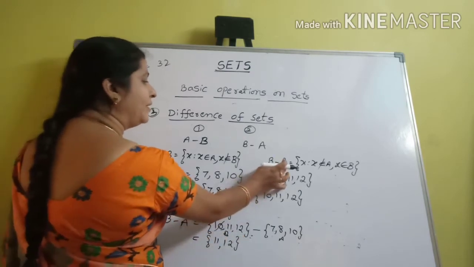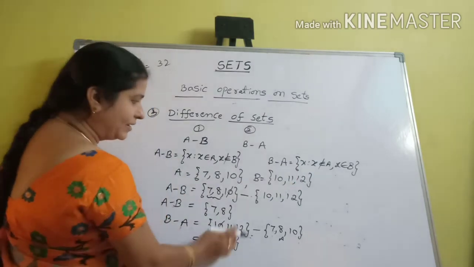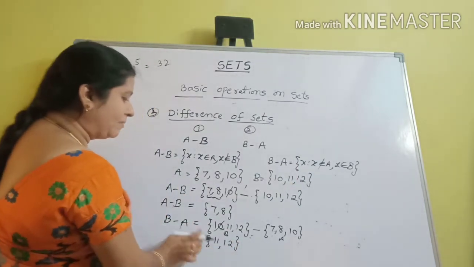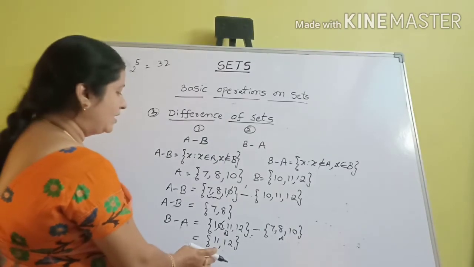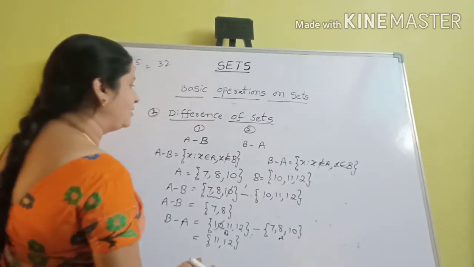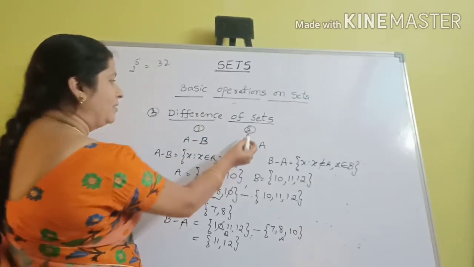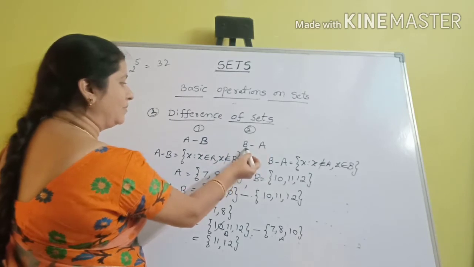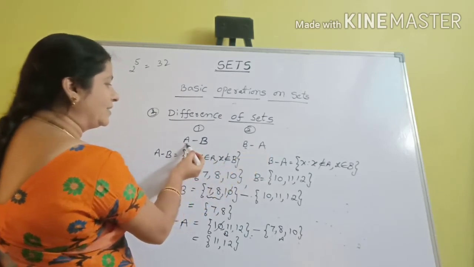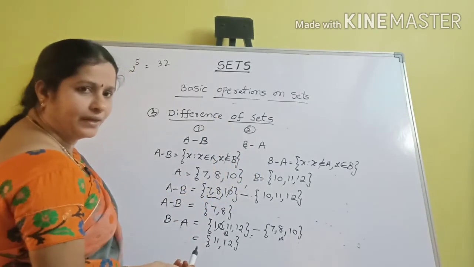So B minus A means only the elements in set B. This is the B minus A value. Understood? So how can you find the A minus B and B minus A values? A minus B means only the elements in A. B minus A means only elements in B. First you have to write here set A. Here you have to write the set B.